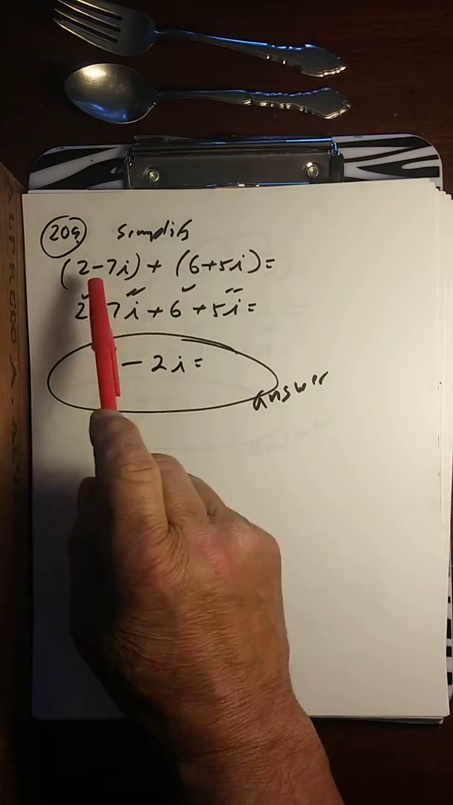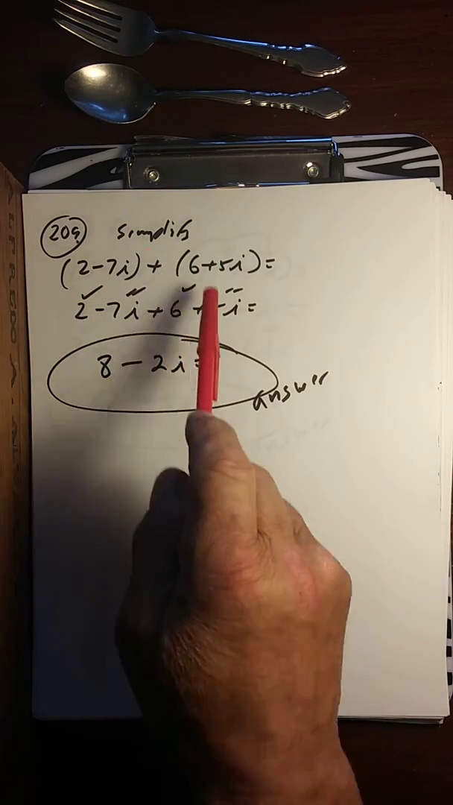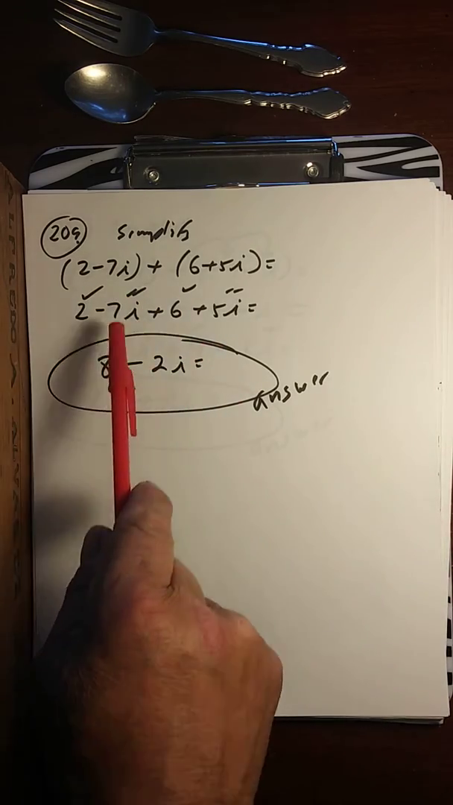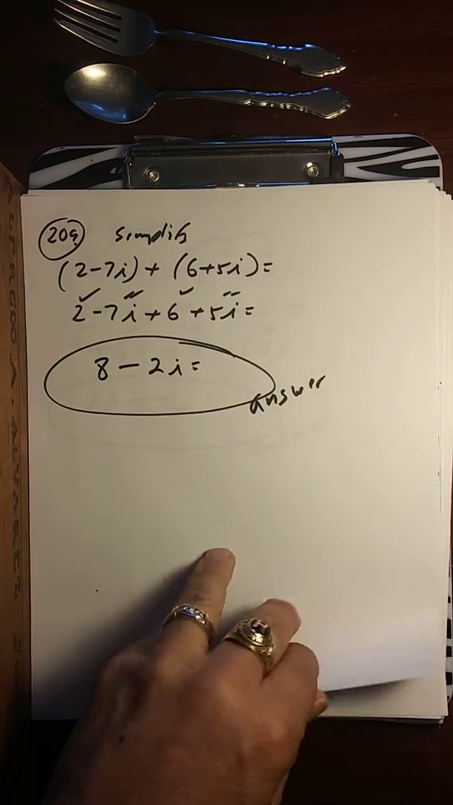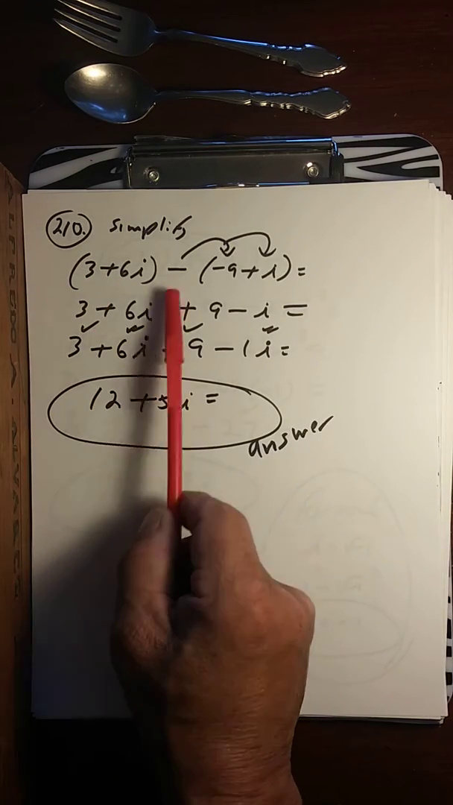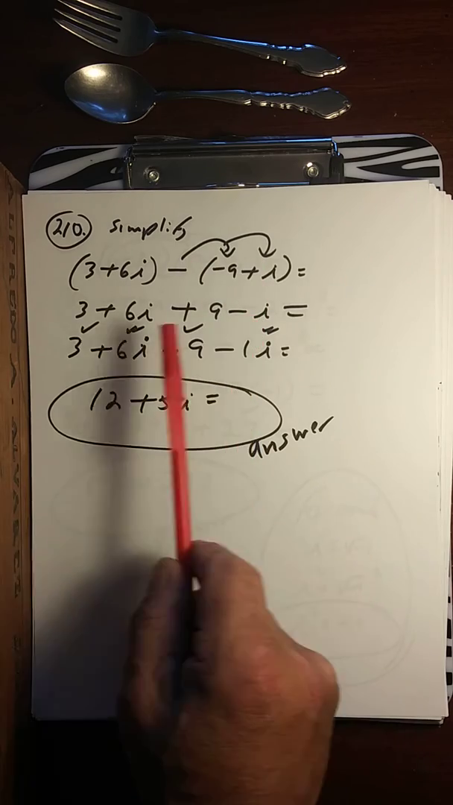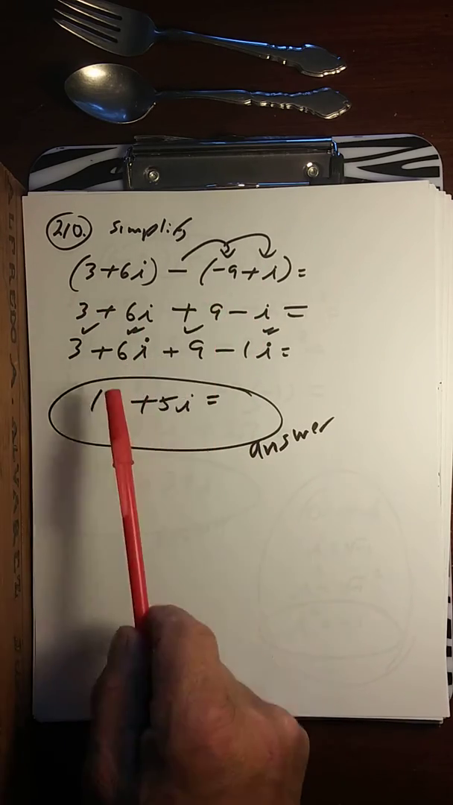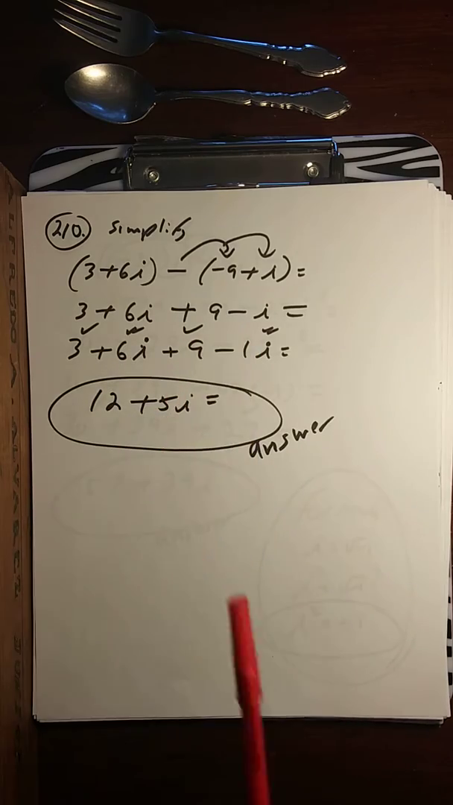So take the parentheses off. 2 minus 7i plus 6 plus 5i, for complex numbers. We put that one, and that one's 8, and that one's going to be negative 2i. Subtract the complex numbers. So this would be the same thing. Negative is positive. That's going to be negative. So you have 3 and 6. 3 and 9 is 12. And then that one is 5i.